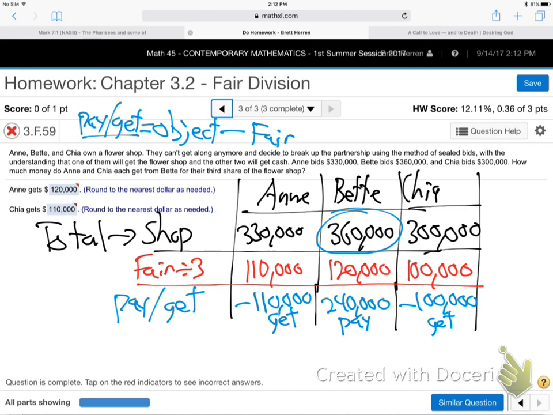And then you think, well, Ann and Chia should just bid nothing or something. Well, if they just bid nothing because they don't want the shop, that'll just be a safe way.